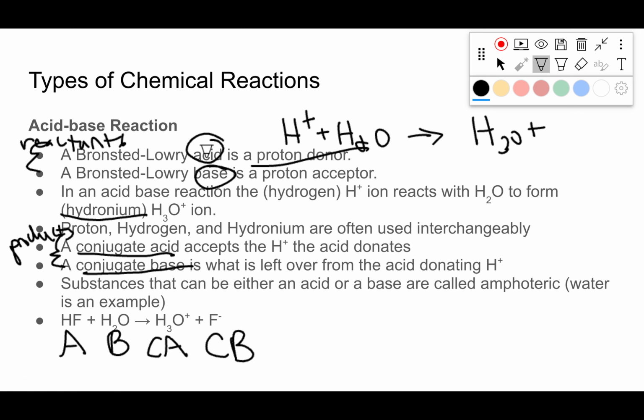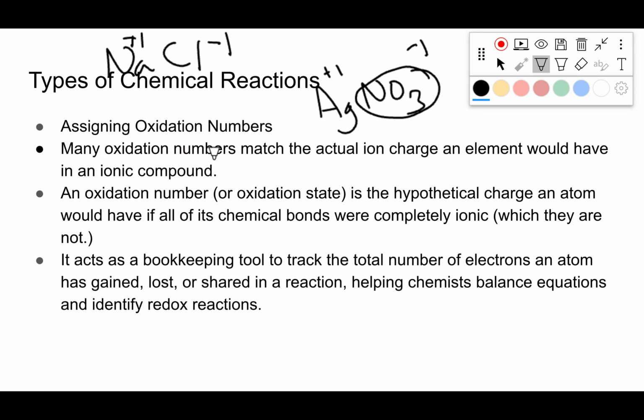So an acid is the thing that donates a hydrogen. The base is something that accepts the hydrogen. So then your conjugate acid is the thing that accepts it on the product side. Your conjugate base is the thing that's left over. So let's start with these, the acid and base.